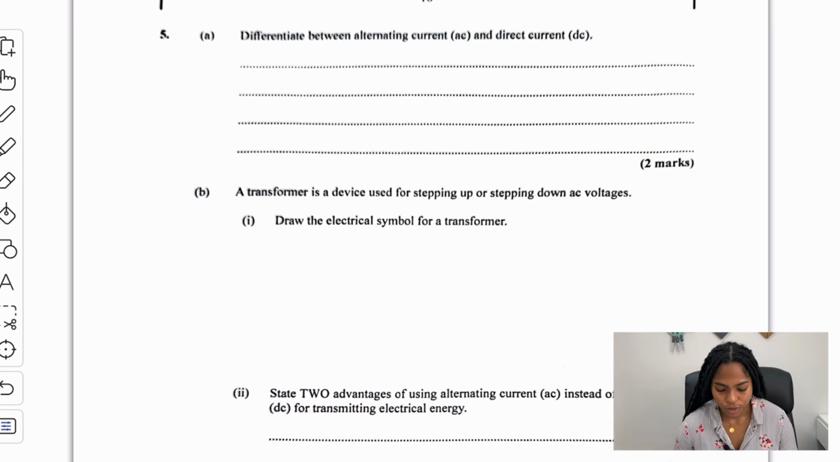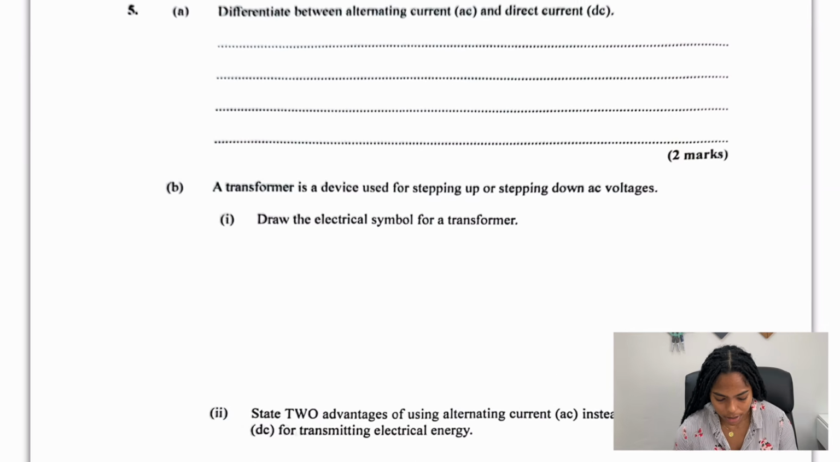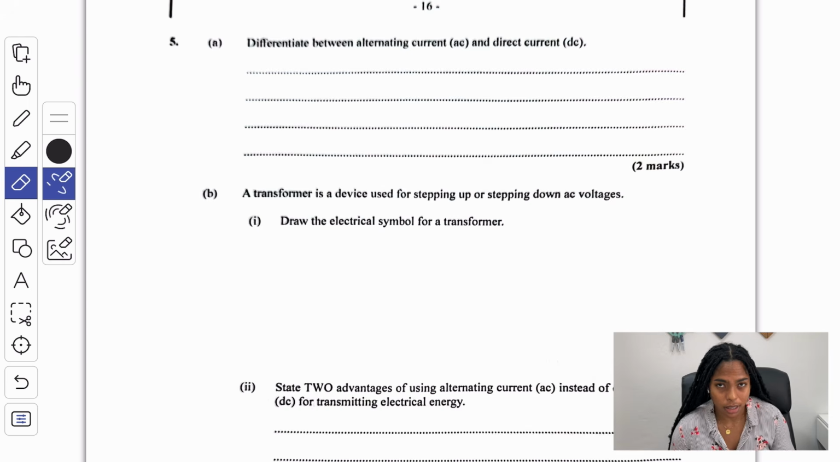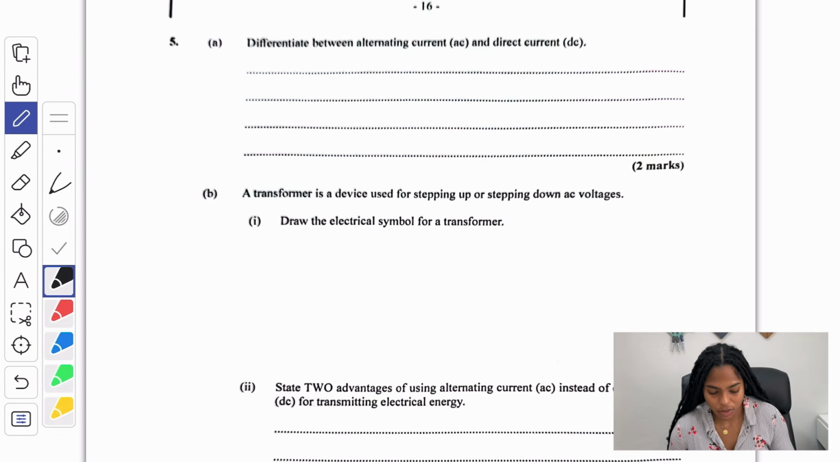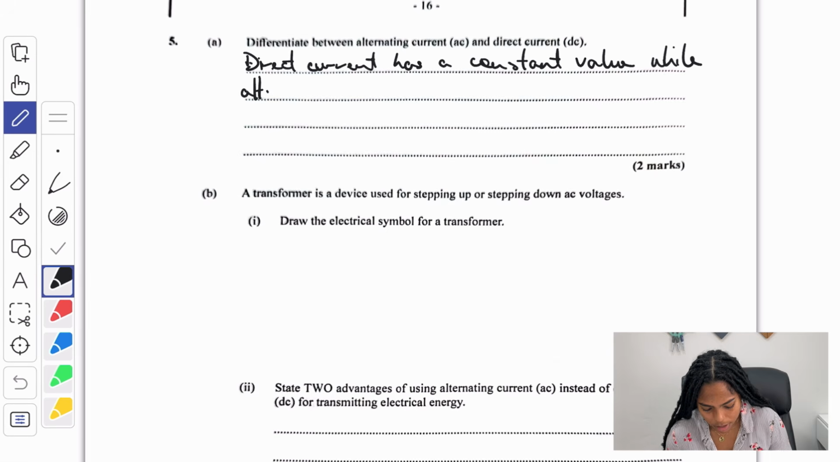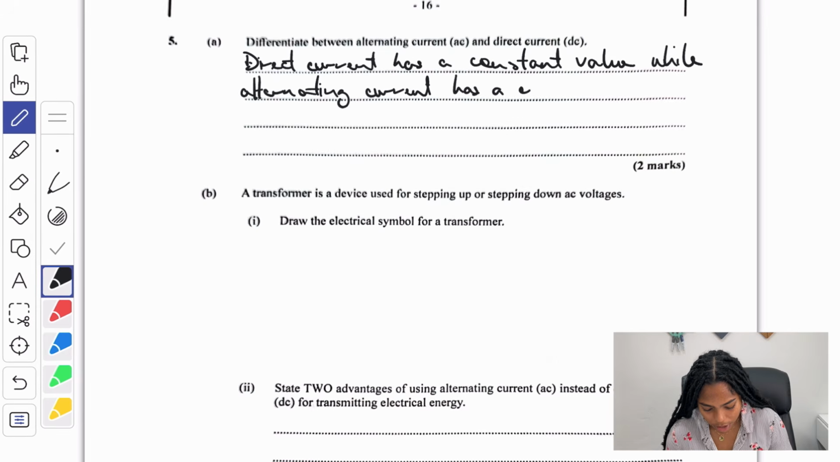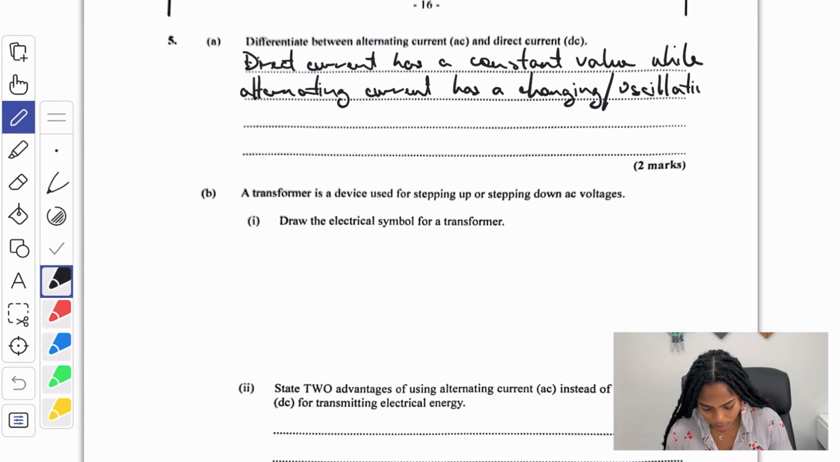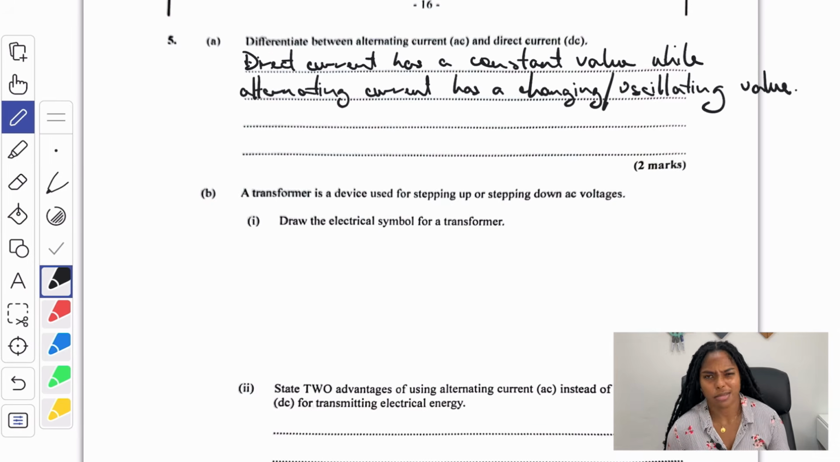Now question 5. Differentiate between alternating current and direct current. So DC current has a set value while alternating current oscillates or has an oscillating value, its value changes. So direct current has a constant value while alternating current you could say has a changing, or we can say oscillating because it kind of goes back and forth. It's not like it's just changing randomly.